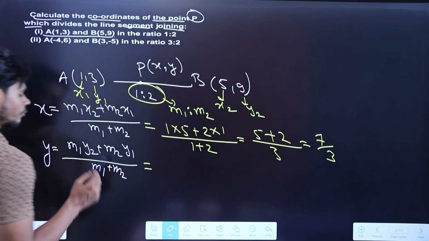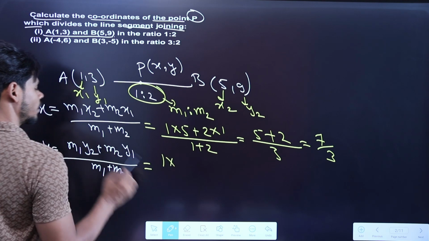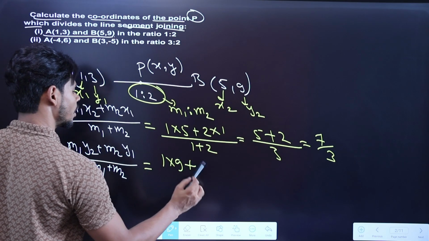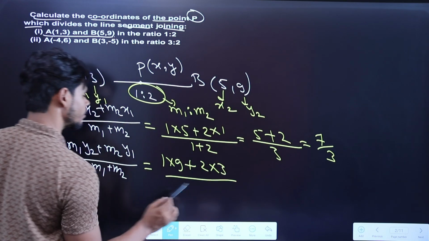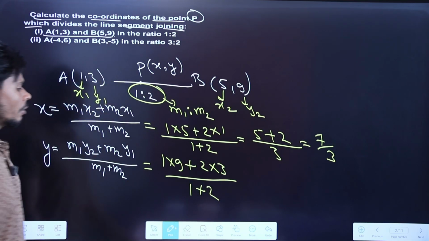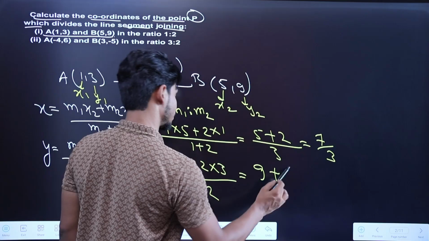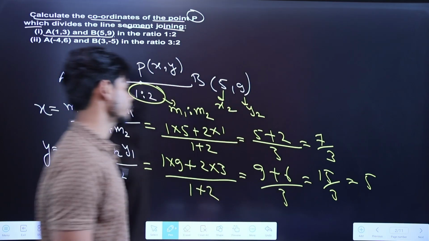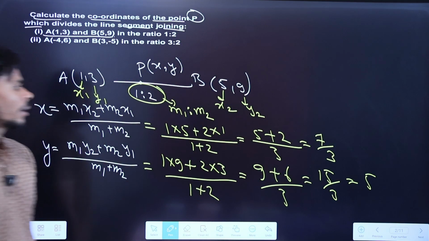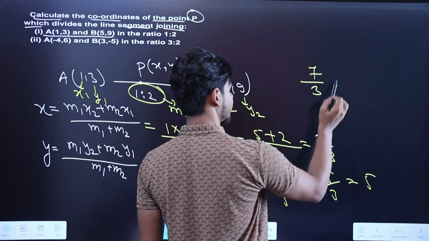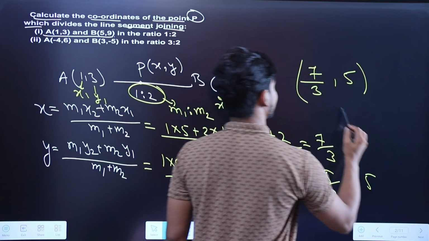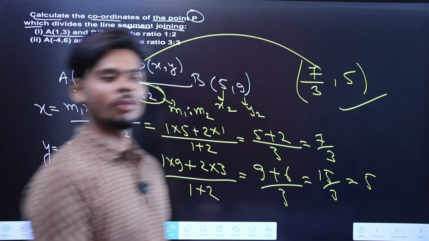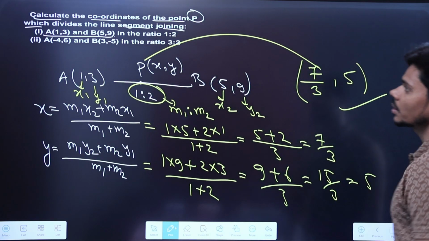Similarly, let's try to find the value of y. So it will be m1 which is 1, m2, and then y2 is 9, then plus m2 is 2, and y1 is 3, whole divided by 1 plus 2, m1 plus m2. 1 into 9 is 9, 2 into 3 is 6, divided by 3, 9 plus 6 is 15 by 3, and it will become 5. Got it, guys? So this is the answer for the first one, basically (7/3, 5), and this is the coordinate of point P which divides the line segment in 1:2. Got it? So this is the first part.